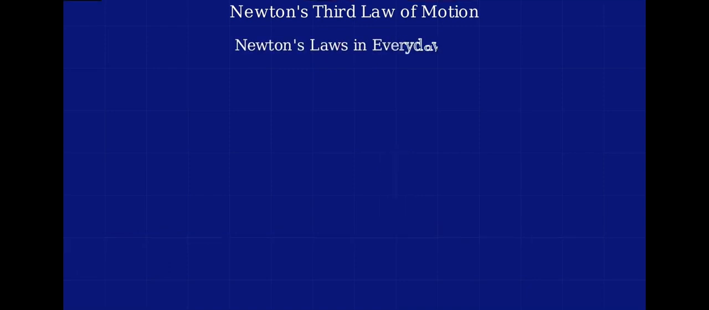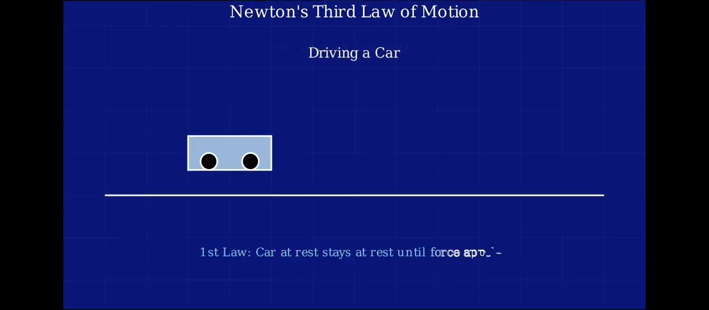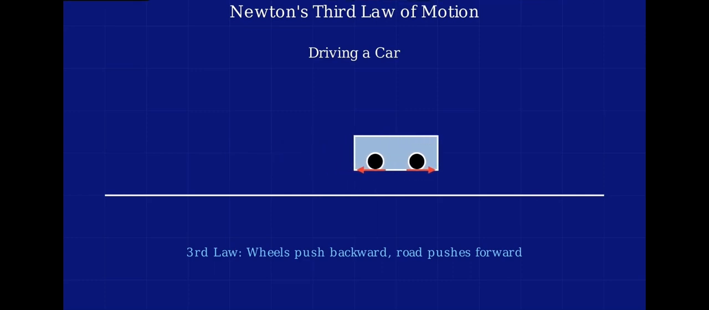Now, let's see how all three of Newton's laws work together in everyday scenarios. When driving a car, all three laws come into play. According to the first law, a parked car remains stationary until a force acts on it. The second law explains that when the engine applies a force, the car accelerates proportionally to that force, and inversely to the car's mass. And the third law shows that as the car's wheels push backward against the road, the road pushes the car forward with equal force. These three principles working together explain how cars and other vehicles accelerate, maintain constant speed, and brake.